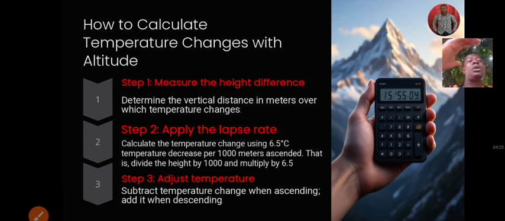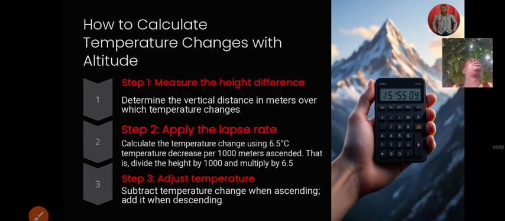You apply the lapse rate formula, where we say that every 1,000 meters ascended, there's a fall of 6.5 degrees Celsius. So you apply the lapse rate formula to get your answer. That is, you divide the height by 1,000 and multiply by 6.5. Then you get the fall of temperature. Then subtract the temperature change when ascending, and add it when you are descending.